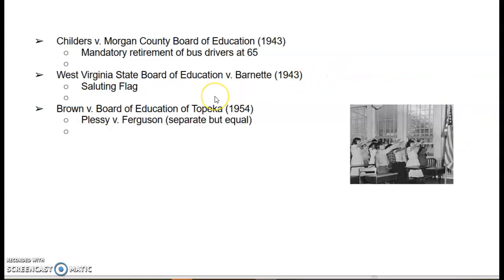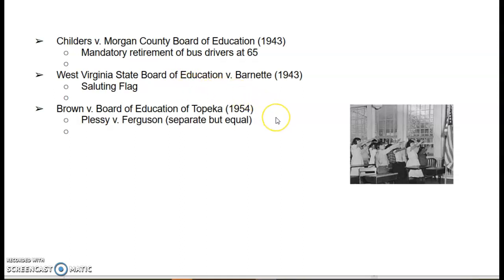There was one group that was especially harmed by this, and that was Jehovah's Witnesses. And there was a lot of discrimination against Jehovah's Witnesses. Their churches were burned down. And the Supreme Court said, you do not have to salute the flag in school. So, again, Childers versus Morgan was about employees of schools, and you couldn't force them to retire. West Virginia versus Barnett was about saluting the flag.